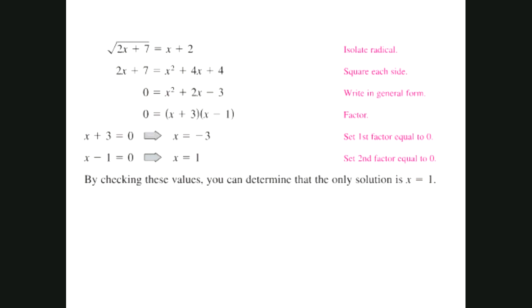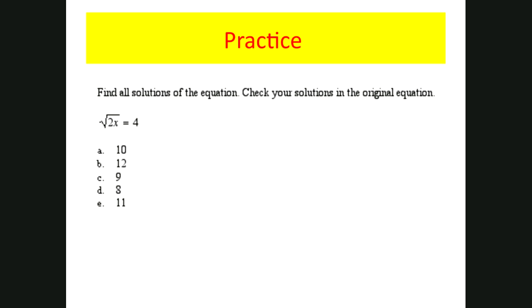And here's the work that they have. Probably done a little bit nicer than I did. Find the solution. Well, it's already isolated, so I'm going to square both sides. So I end up with 2x equals 16. Divide through by 2, I get x equals 8.